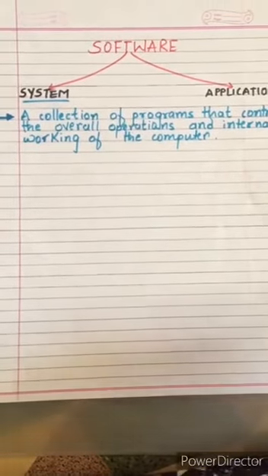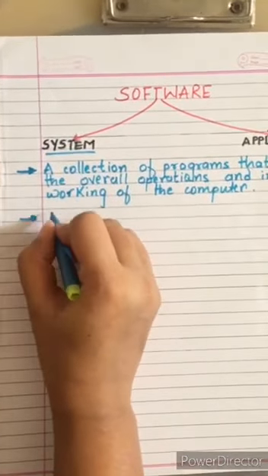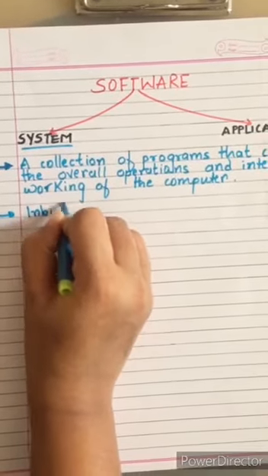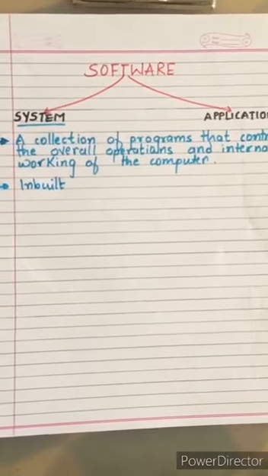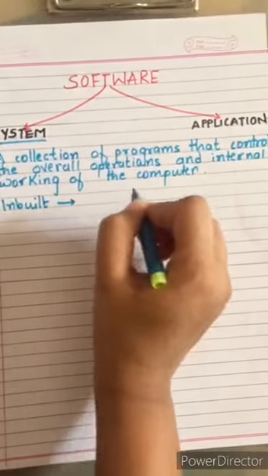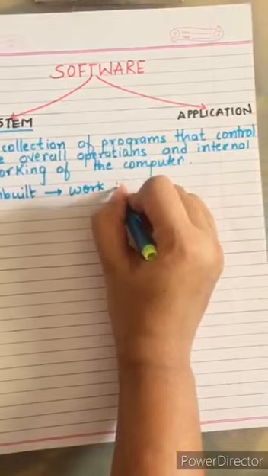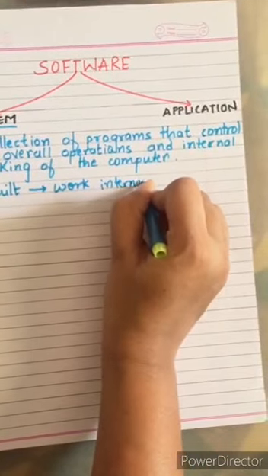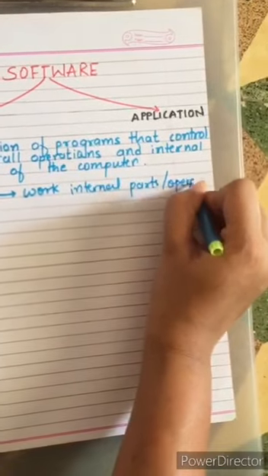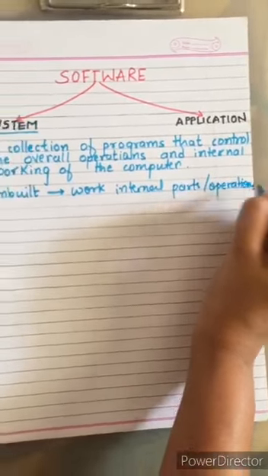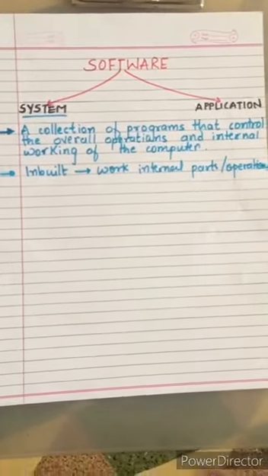System software is inbuilt. That means it is already present in your computer. It has already been designed to do work regarding internal parts and operations. That is system software.